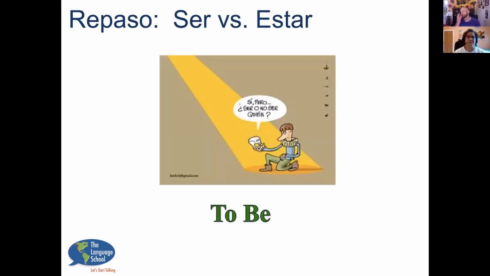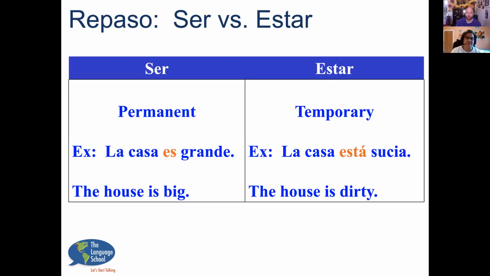Okay. All right, let's do a review of the difference between ser and estar, right? Both of these mean to be. The primary difference is that ser is typically used for what we would call permanent states of being, whereas estar is used for temporary states of being. There is certainly some gray area here. That's another factor here, right?